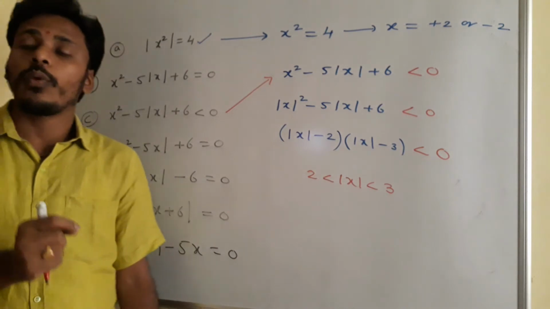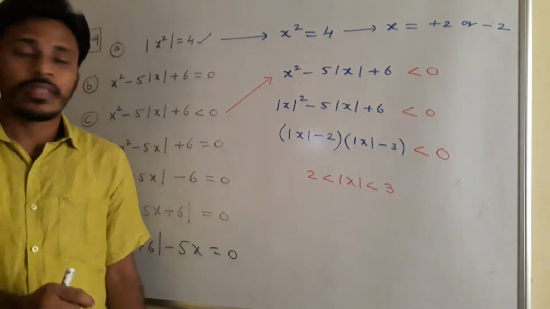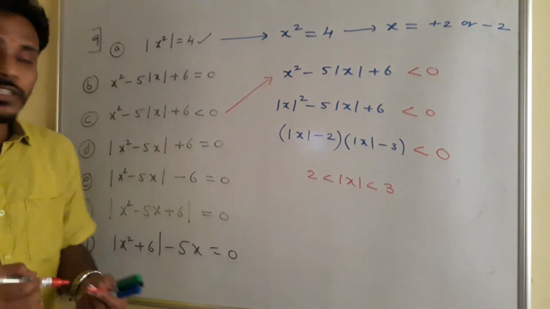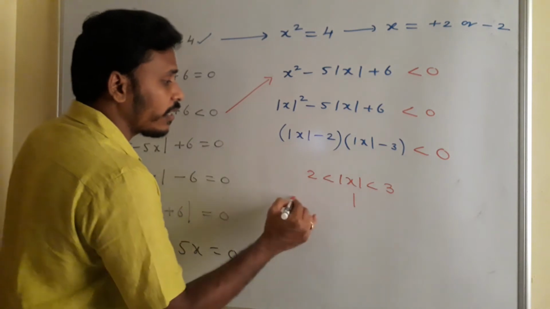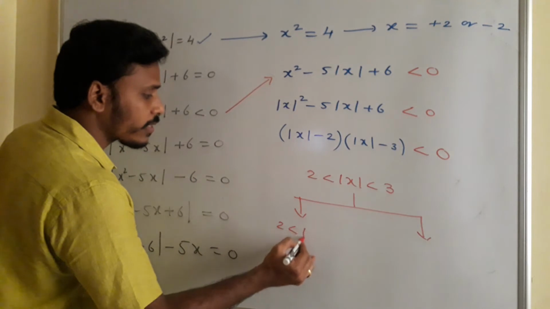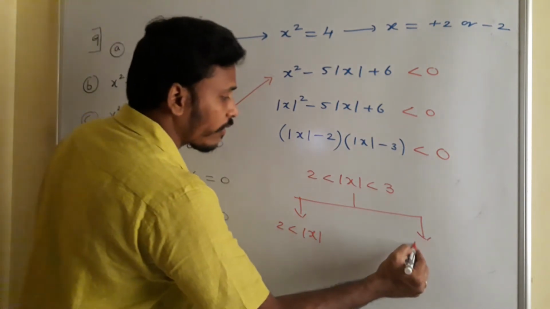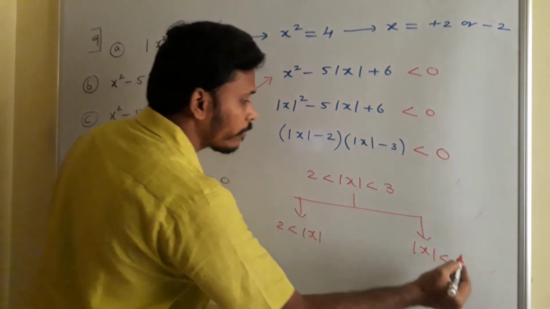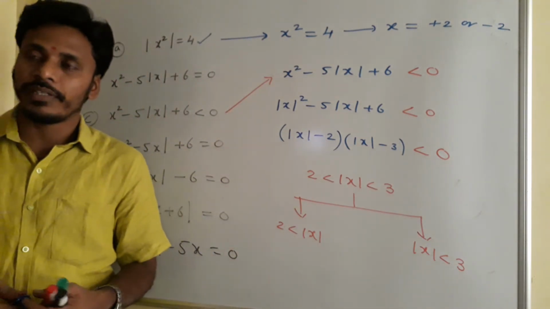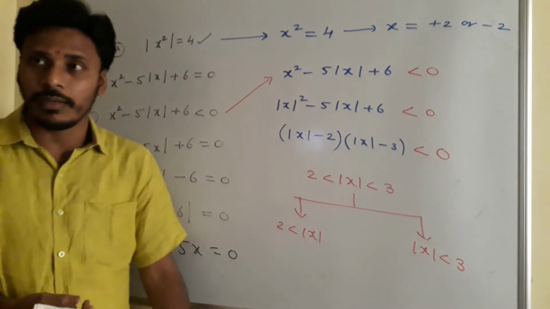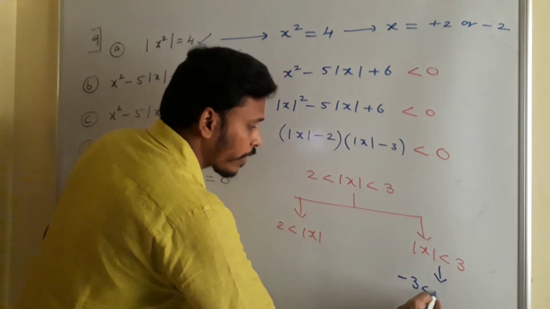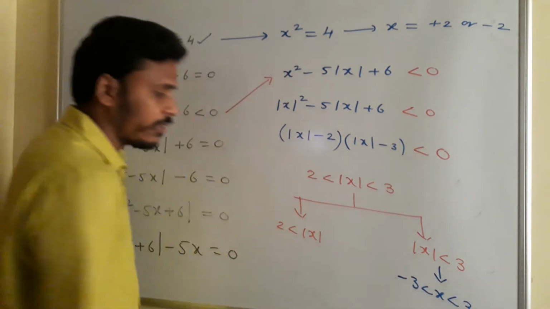But solving an equation means we need to solve for x. Since 2 is less than mod x less than 3, further we need to solve it for x. So this can be analyzed in two different ways. In one way, 2 is less than mod x, and in the other way, mod x is less than 3. We already solved these basic modulus inequalities earlier. For mod x less than 3, the solution is minus 3 less than x less than 3.